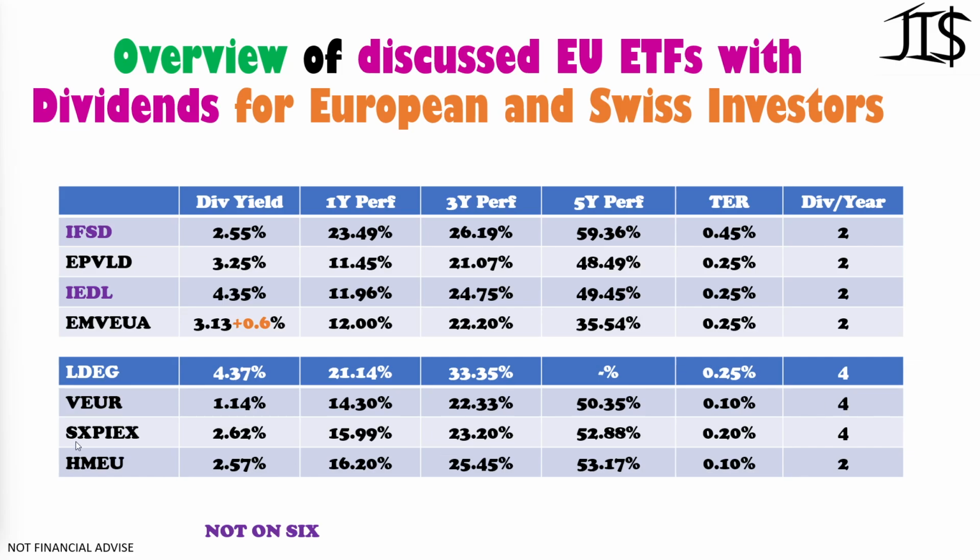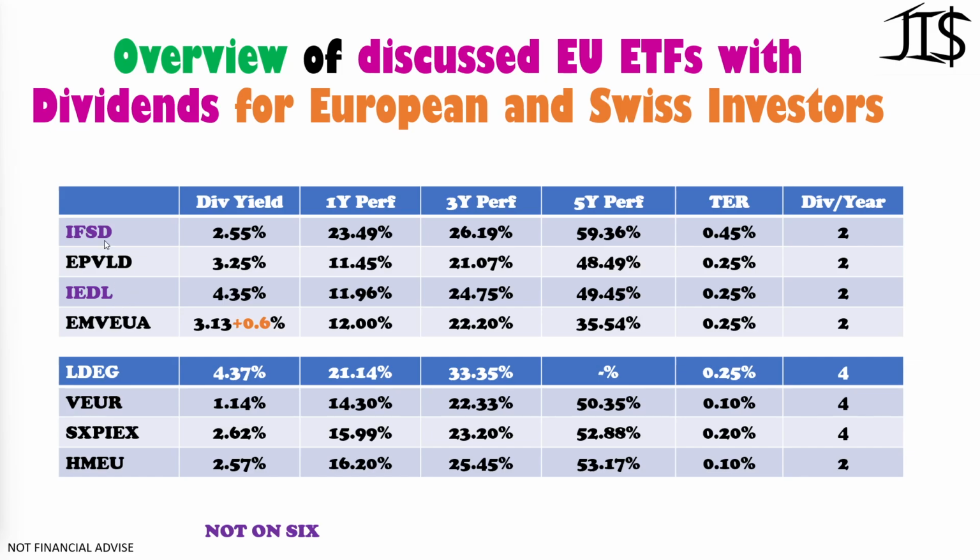Then you have the SXPIEX. So that one is the Eurostoxx 600. So there you invest into 600 European companies. You have a dividend yield of 2.62, and the 1 year performance, yeah, it's a little bit higher than the other ones, lower than the iShares FSD one. But the 3 year performance, it's more or less the same, and also the 5 year performance, it's more or less the same. Total expense ratio, it's 0.05% less than the other ones, and also quarterly paying.